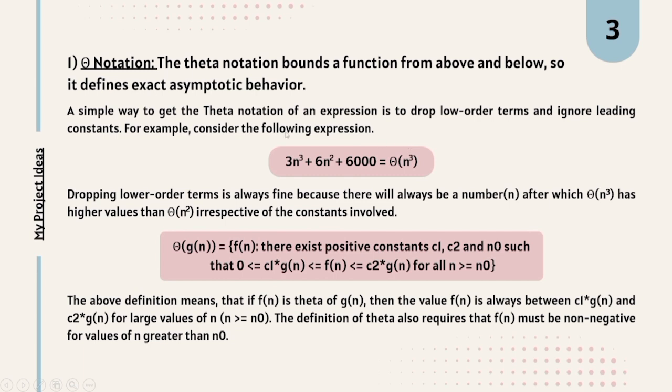Dropping lower order terms is always fine because there will always be a number n after which n cube has higher values than n square. What does this mean? Suppose the value of n is 2. So 2 square is 4 and 2 cube is 8. So if you are covering 8, by default you are covering 4 irrespective of the constants involved. So that's why we always take the higher term. And theta of g of n is equal to f of n. And this is the formula.